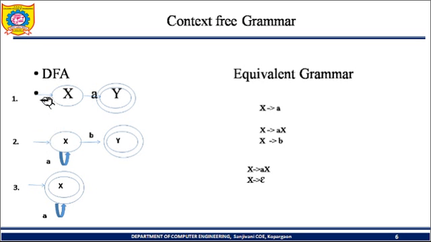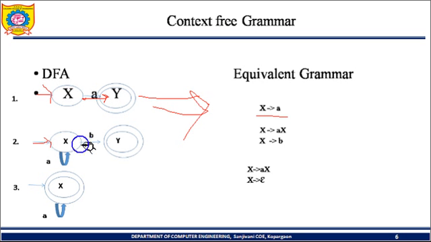So here x is the initial state, and after accepting small a, it will be in the y state, where y is the final state as shown by the double circle. So how to represent its equivalent grammar? Here you can see x is the variable. After receiving small a, it will go to the terminal, so x tends to small a, where small a is the terminal. There is another example.